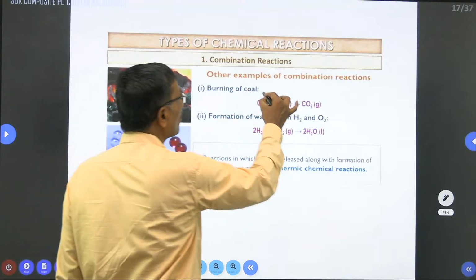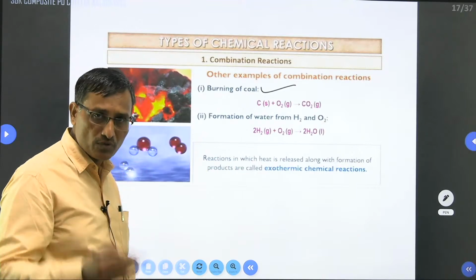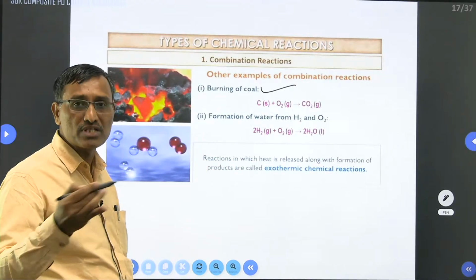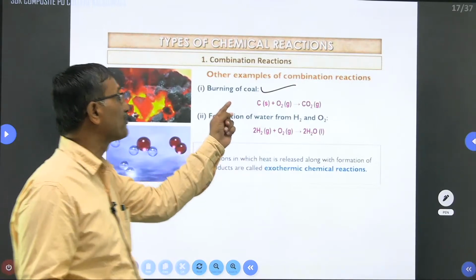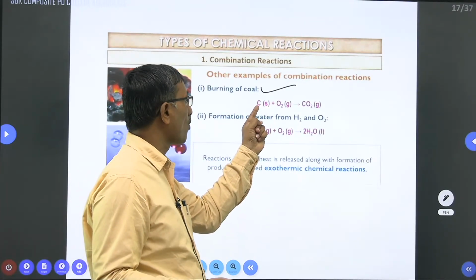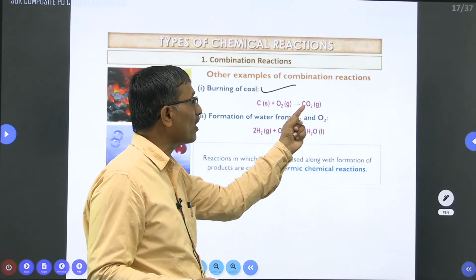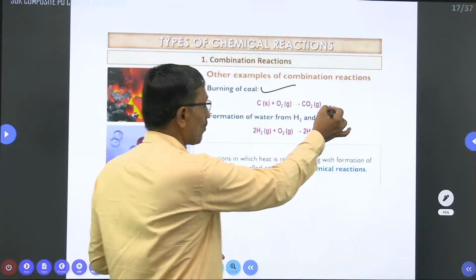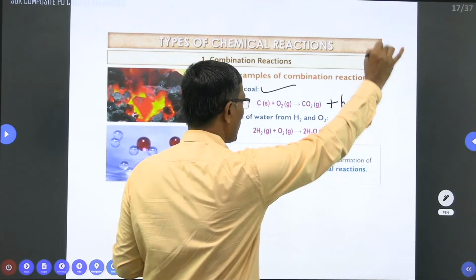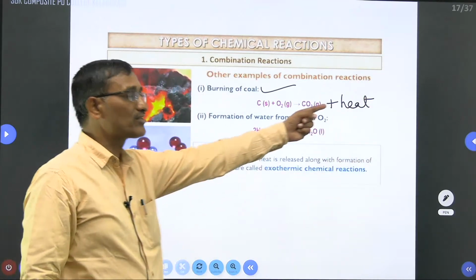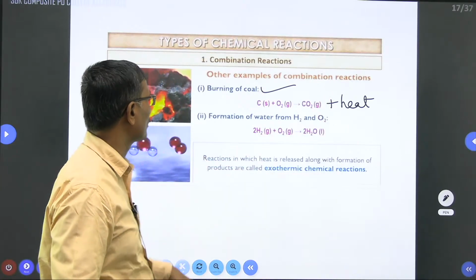Now coming to another example given for the combination reaction, students. You know, burning of coal. Even if you take hydrocarbon fuels, they also burn in the presence of oxygen of air to produce water and carbon dioxide. Here we have taken coke, burning of coal, coke even if you take. Coal, when it burns in the presence of oxygen, forms carbon dioxide. Here too energy is released. We can write plus heat, students, plus heat. Why? Energy is released. That way it is also known as an exothermic chemical reaction.